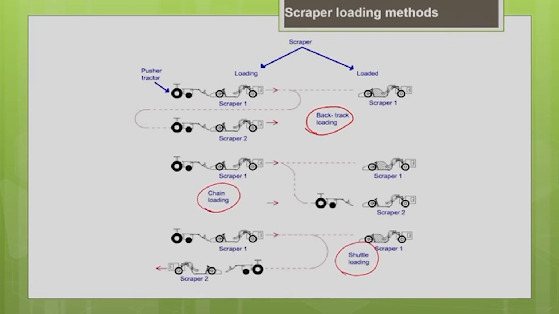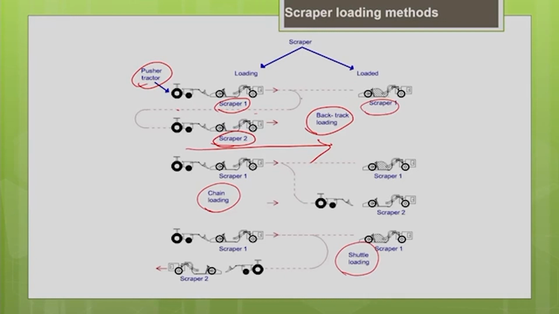So what is this backtrack loading? The first is the pusher helping scraper 1. The pusher tractor is helping scraper 1 for the loading phase. Once scraper 1 is completely loaded, your pusher will get detached from this scraper and it will backtrack. Once the loading of scraper 1 is completed, the pusher will backtrack, return back and spot the next scraper, scraper 2, and start pushing it in the same direction. So that is what backtrack loading is. First it is pushing scraper 1. As scraper 1 is completely loaded, it will start moving on its own.